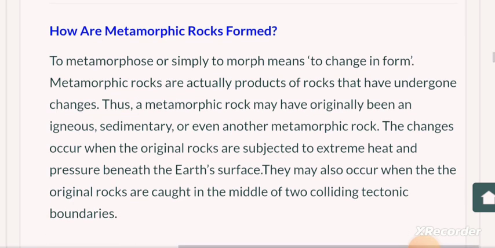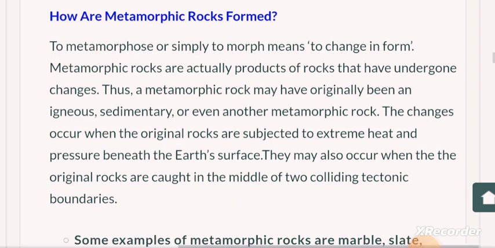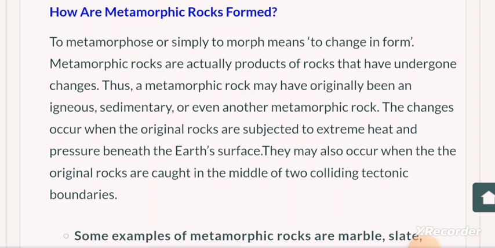Now we can see the metamorphic rock, which is the third type of rock, and this is the process of formation of metamorphic rocks. To metamorphose, or simply to morph, means to change form. Metamorphic rocks are actually products of rocks that have undergone changes. Thus, metamorphic rocks may have originally been igneous, sedimentary, or even other metamorphic rocks. The changes occur when the original rocks are subjected to extreme heat and pressure beneath the Earth's surface. They may also occur when the original rocks are caught in the middle of colliding tectonic boundaries.